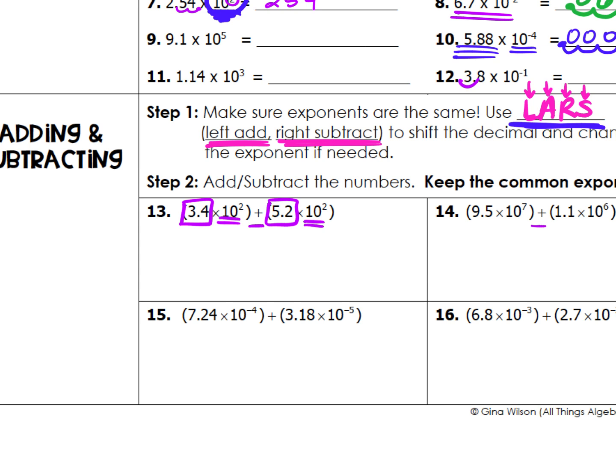What do you get? 3.4 times 10 to the second plus 5.2 times 10 to the second. You get 8.6, and then you just keep times 10 to the second. So it's very similar to what we were doing early on with adding exponents, okay? You have like terms, add your exponents, that's what you get.